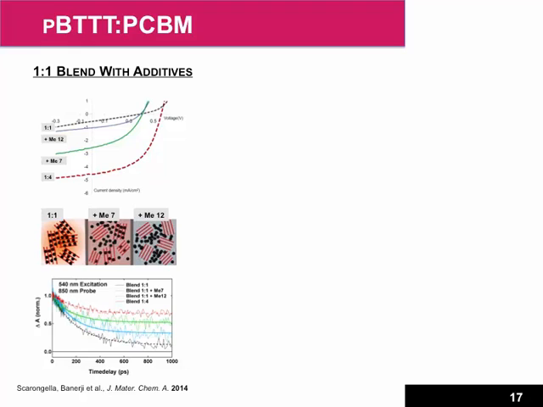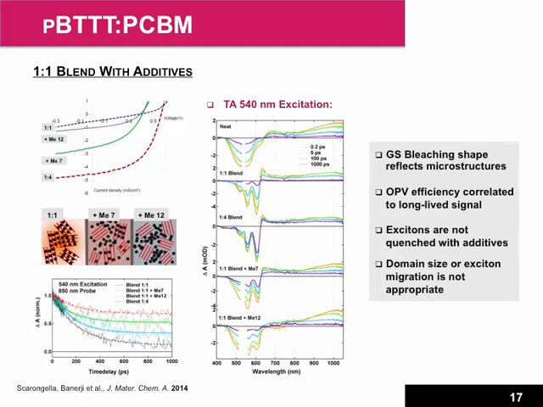And I already showed you before that in the 1-to-1 and 1-to-4 blend, this loss is mainly due to geminate recombination. And this geminate recombination in the blends with the additives was better. So we could suppress it a little bit by having, again, the pure regions, because we de-intercalated the fullerenes.